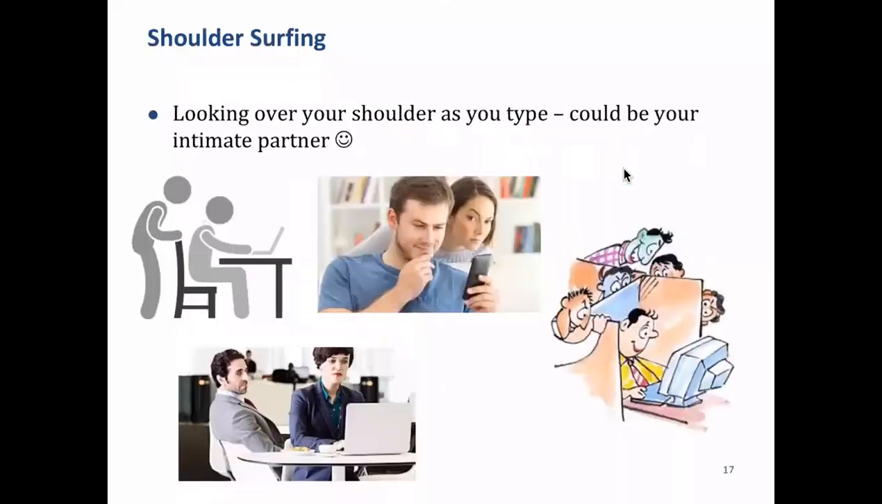Shoulder surfing is another method. A person is doing something very confidential and somebody comes and says hello and tries to see what's happening. It's very, very common. This is an example of intimate partner threats that can happen.